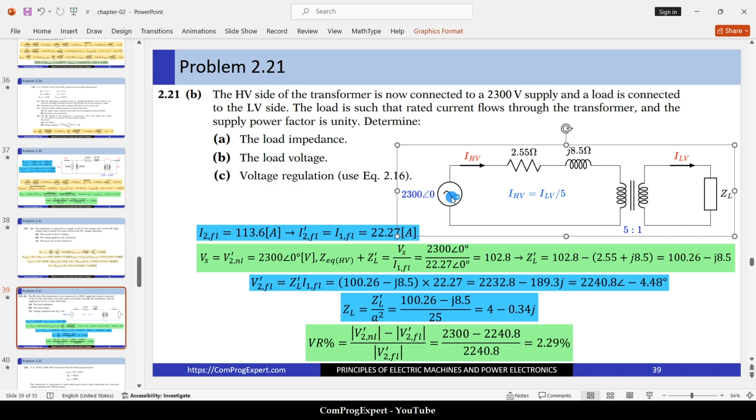Yes, so here we have this case. This is the value of the voltage of the supply. This is the transformer. You can see the ratio. Turns ratio is 5. And this is the impedance of the load. Here you can see the equivalent internal impedance of the transformer, equivalent resistance and equivalent leakage reactance, for the high voltage side. So how can we solve the part B?